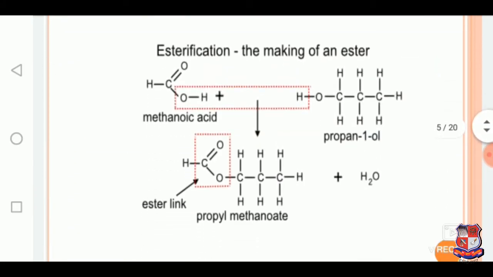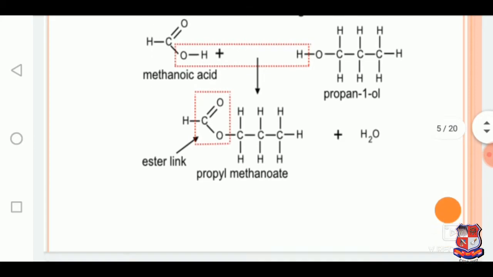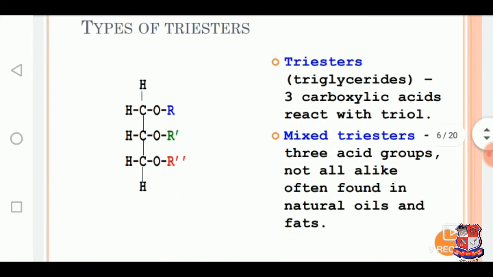This is a reaction showing how the ester link is formed between methanoic acid and propan-1-ol to make the final ester, propyl methanoate, with the elimination of one water molecule. Types of triesters: in these, 3 carboxylic acids react with a triol, and the 3 acid groups are not all alike, often found in natural oils or fats.